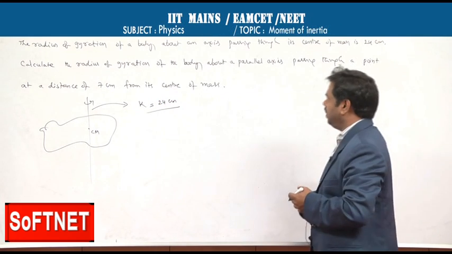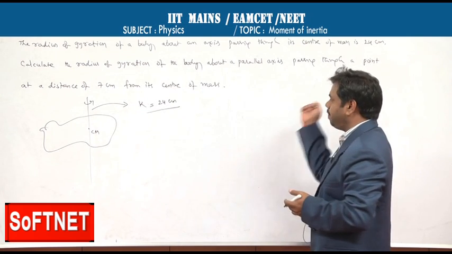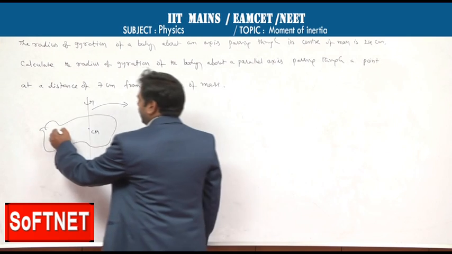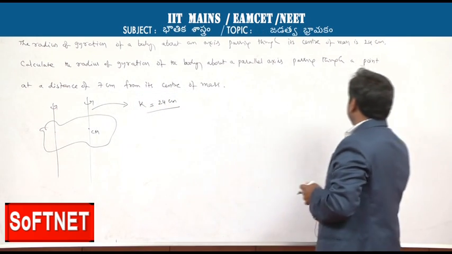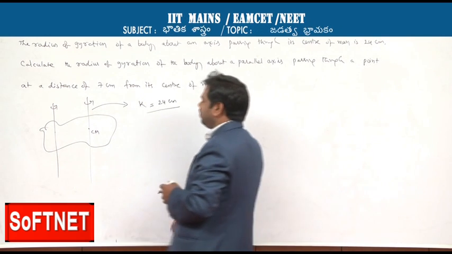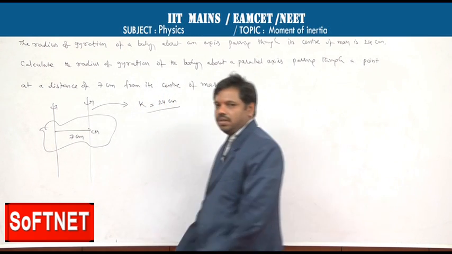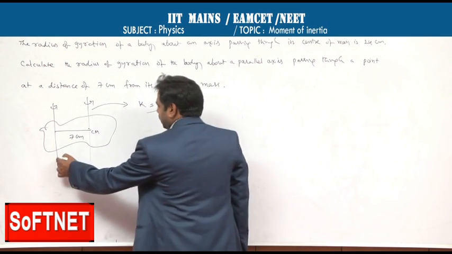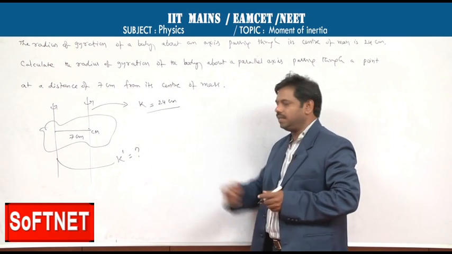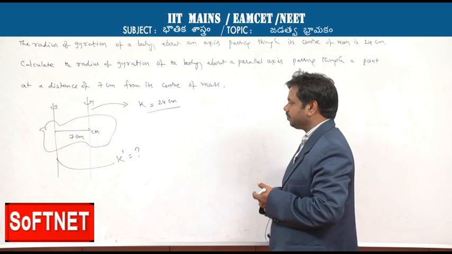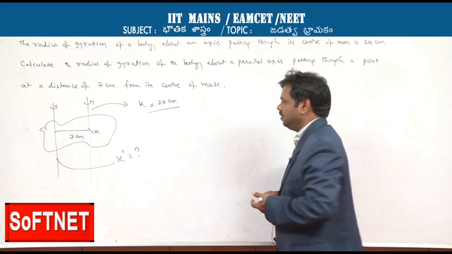Now we require to find out the radius of gyration of the same body about a parallel axis. Let me take somewhere a parallel axis like this. This parallel axis is at a distance of 7 centimeter from the center of mass. Now we require to find out the radius of gyration with respect to that axis, k dash we have to find out. How? You apply the parallel axis theorem, we get the answer.